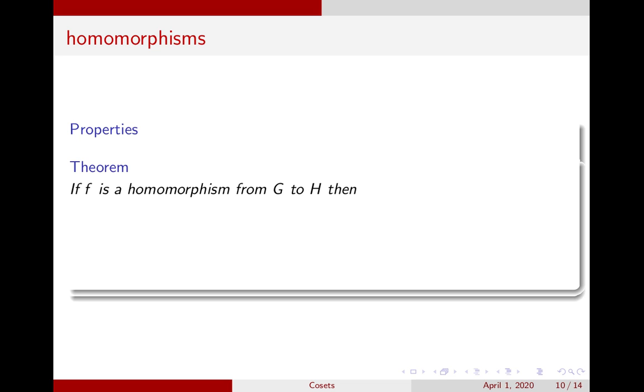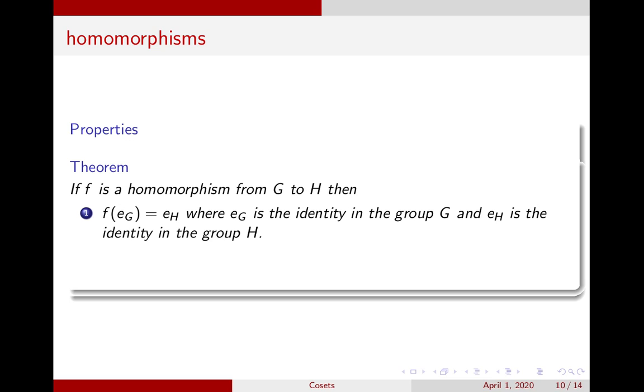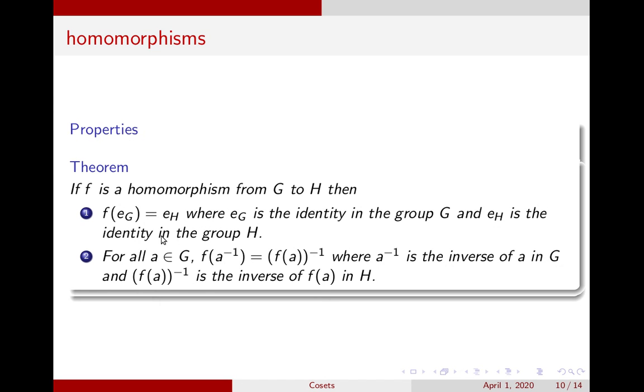Okay, a few easy properties of homomorphisms. These were also properties of isomorphisms, and exactly the same arguments work here. f of the identity in G will always be the identity in H. And f preserves inverses. In other words, if you take an element a of G, then f of a inverse is matched with the inverse of f of a.